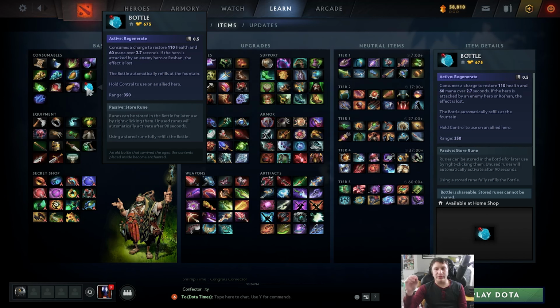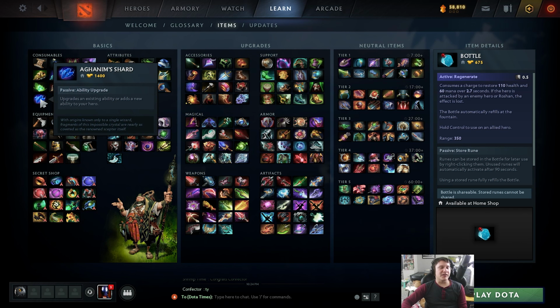It says using a stored rune fully refills the bottle. The bottle has 3 charges when it's full, but you actually only get 2 depending on what rune you pick up. So keep that in mind. It does say fully, but that isn't necessarily true.